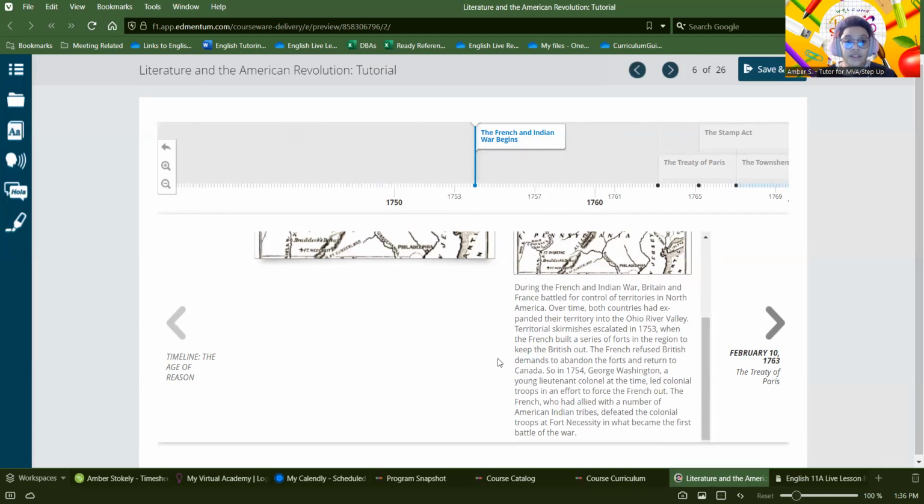The British lost actually, and the reason why they lost was because the French had allied with and were fighting with Native Americans in the area. The Native Americans did not like the British, and they were willing to trade with the French to offer extra support so that they could outnumber the British. So that battle at Fort Necessity was the very first battle of the war. And very important.